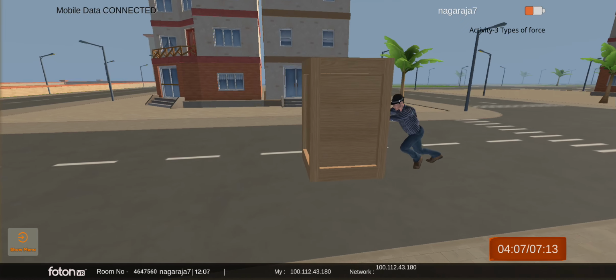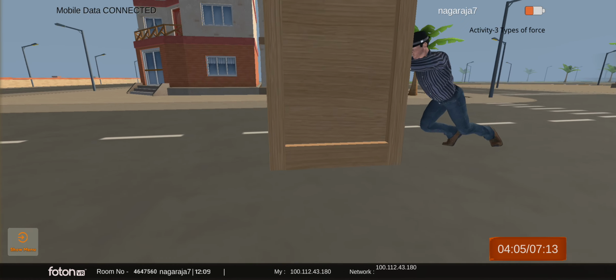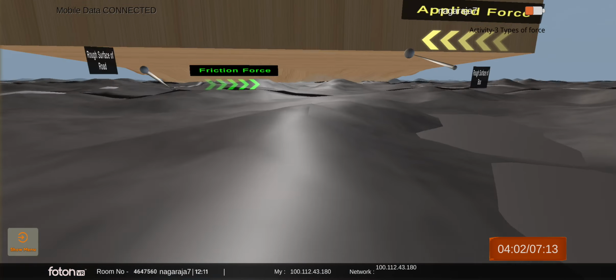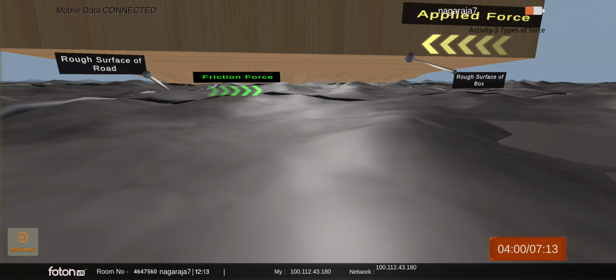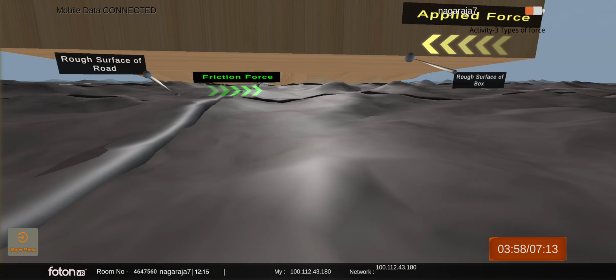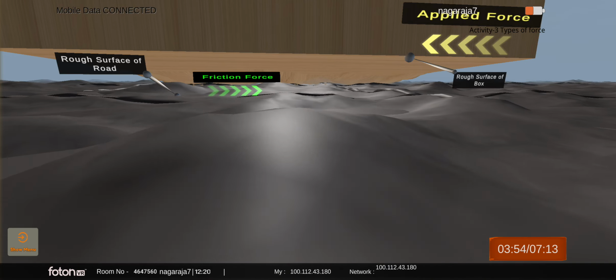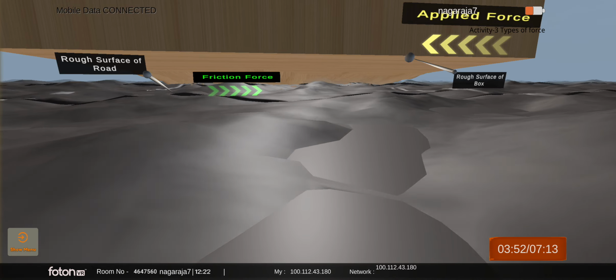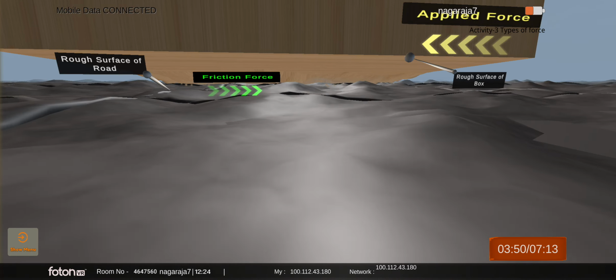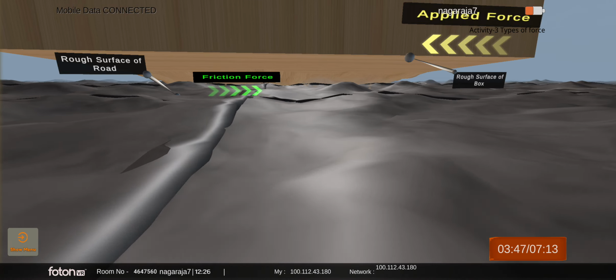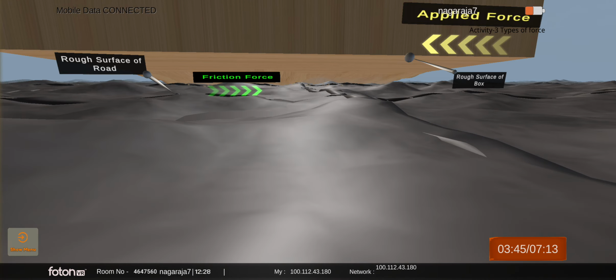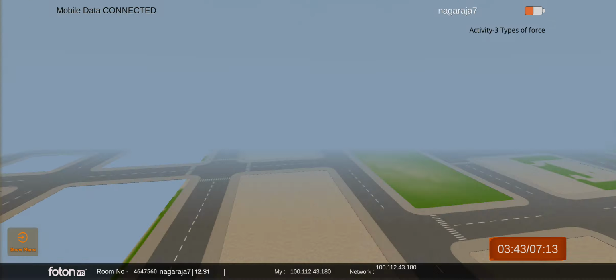But here, the friction is applied between the road and the wooden block. The force of friction always acts on all moving objects, and its direction is always opposite to the direction of motion. The force of friction arises due to contact between surfaces. It is also an example of a contact force.